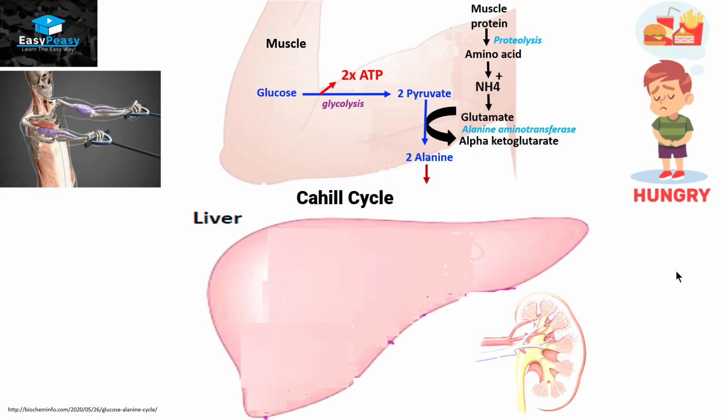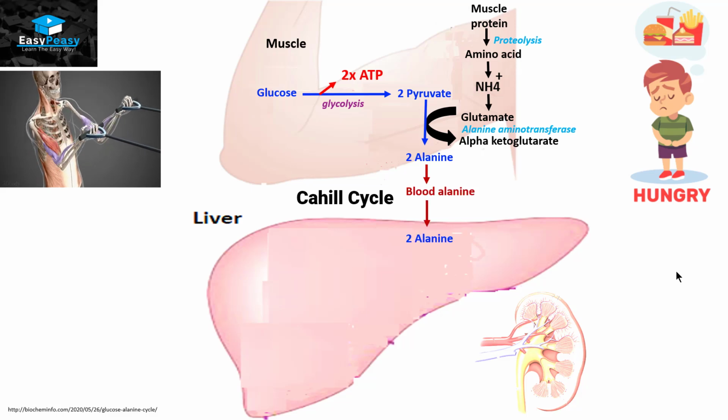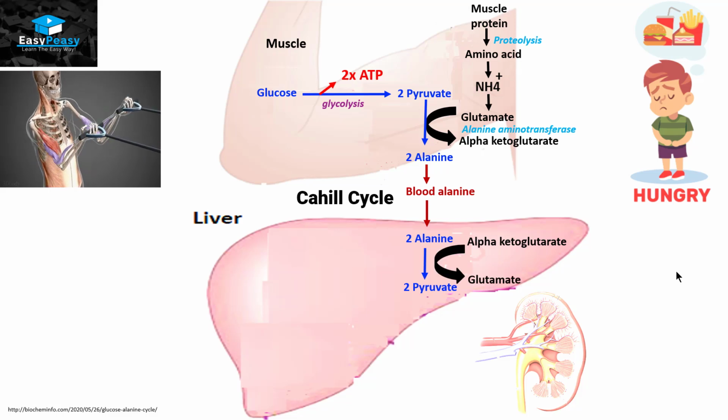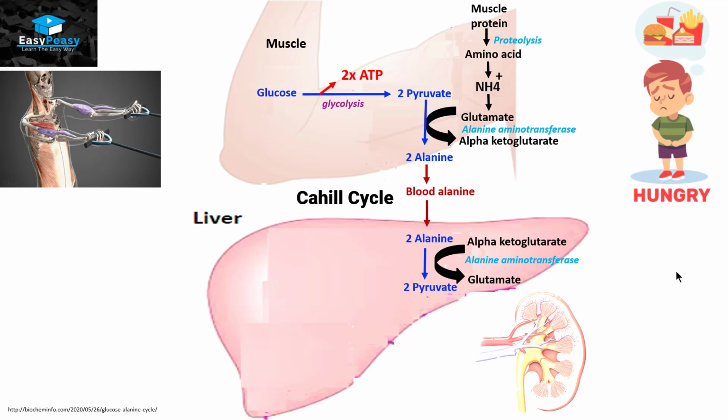Now this alanine will go into the blood and then into our liver cells, the hepatocytes. Inside the liver cell, this alanine converts itself back into pyruvate. In this reaction, the alanine releases its amino group, and this amino group is taken up by alpha-ketoglutarate, converting itself back into glutamate, and the enzyme it uses is called alanine aminotransferase.